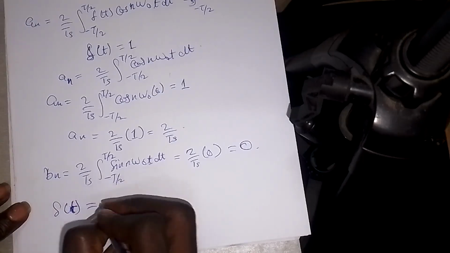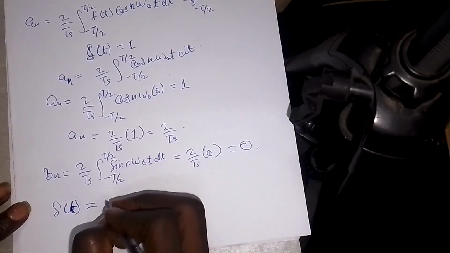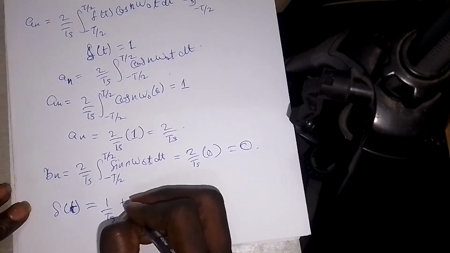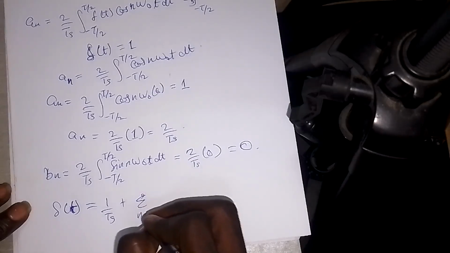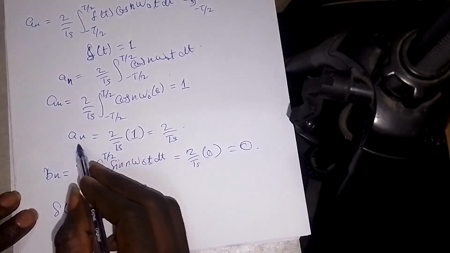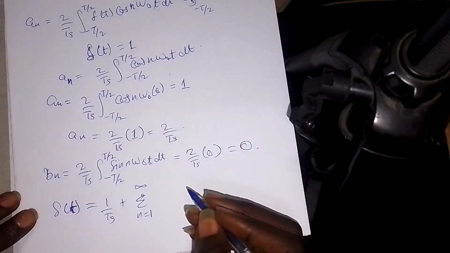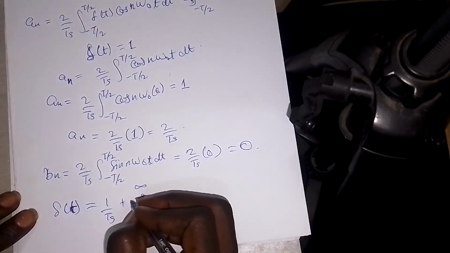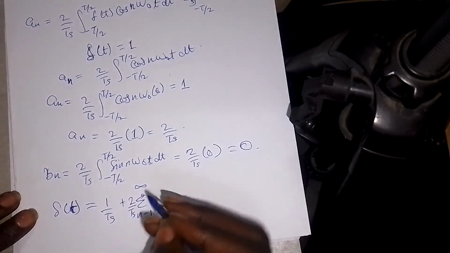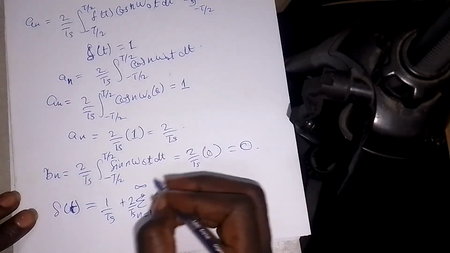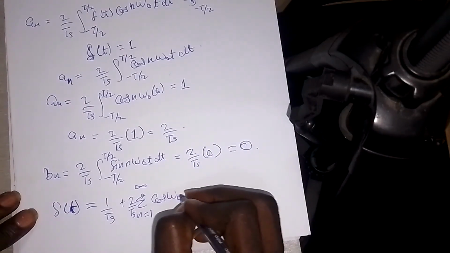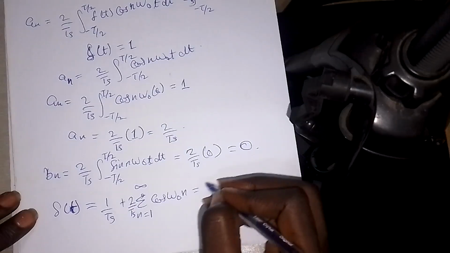So now my overall equation for this delta of t value, which I am calculating, is going to be equal to 1 over Ts for the a naught, plus the summation from n equals 1 up to infinity of an, which is 2 over Ts. I can bring the 2 over Ts outside like this, times cos n omega naught t.